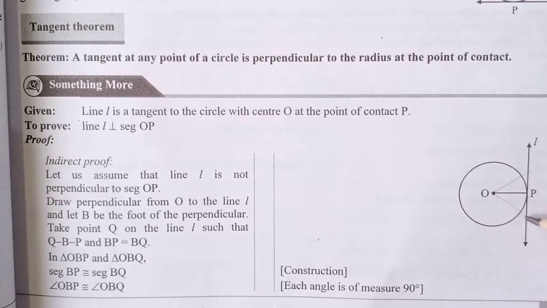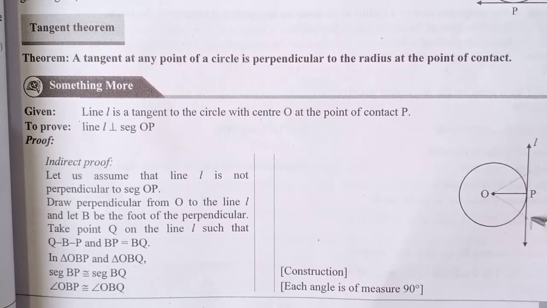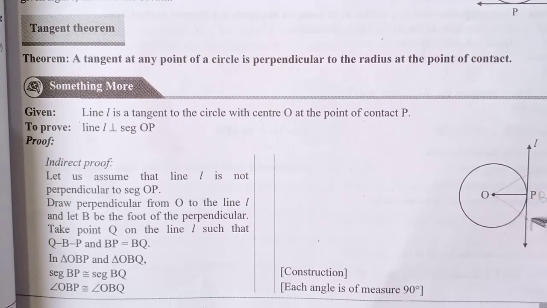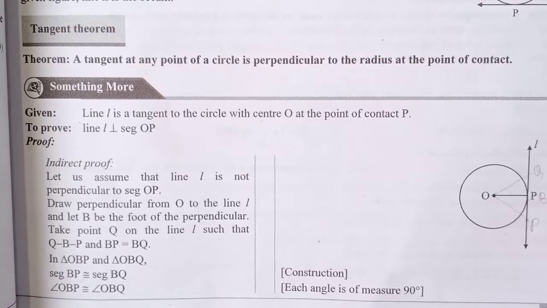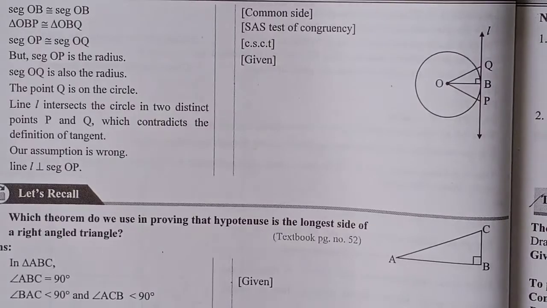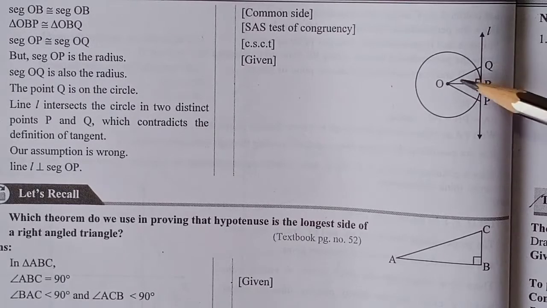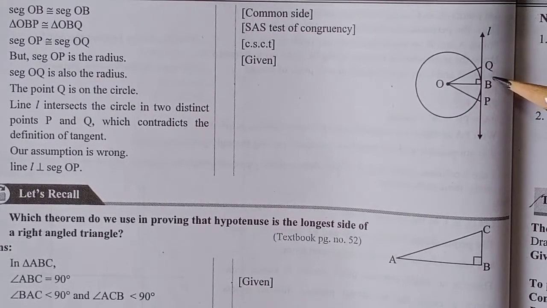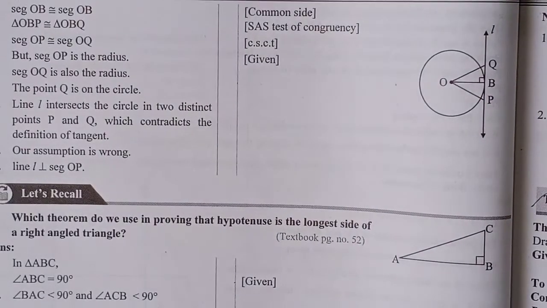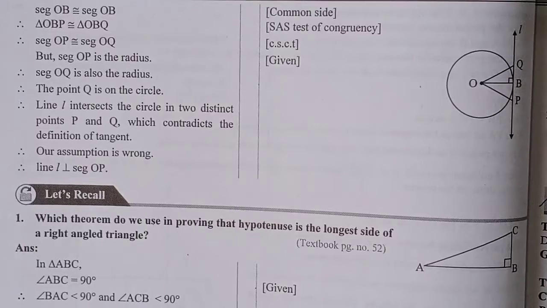So you can draw two lines like this. Here give names: this will be your perpendicular B, this is P and this is Q. You can observe this figure. Take a point B and draw the segment OB which is perpendicular to this line. Then PB is equal to BQ. Are you getting me? So that you will get two triangles here. Now we'll see how to write the proof.